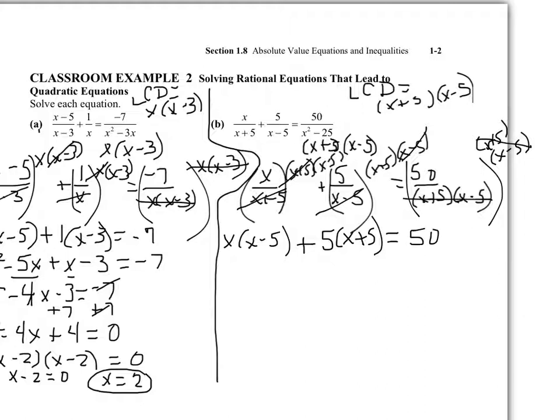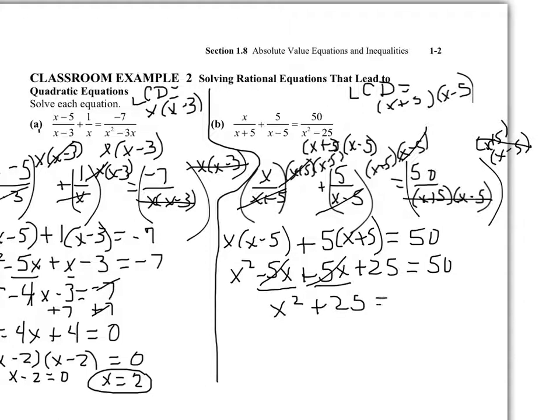Okay, let's distribute through and see what we have. We're going to have x squared minus 5x for the first time we use distributive property. When we get to this next place to use the distributive property, we end up with plus 5x plus 25 equals 50. Now, when I go to combine like terms, what happens when I add negative 5x and a positive 5x? They cancel each other out, and I'm left with x squared plus 25 equals 50.